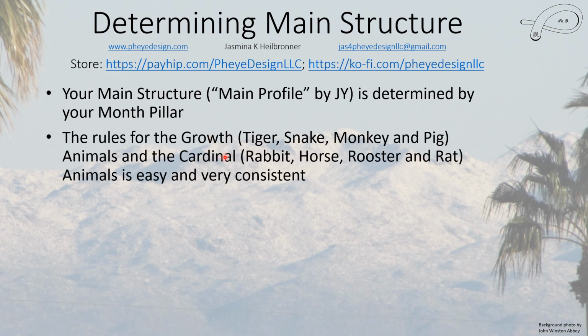Now there are sets of rules that govern the growth animals, the tiger, snake, monkey, and pig. They are the beginning of every season, beginning of spring, beginning of summer, beginning of autumn, and beginning of winter. And the cardinal animals, which are the 4 cardinal directions on the 24 mountain chart. The rabbits in the east, the horses in the south, roosters in the west, and the rat is in the north. These animals are very easy, very consistent. I haven't seen any consistency between any of the places where you can calculate your BaZi and find out what your main profile or main structure is.